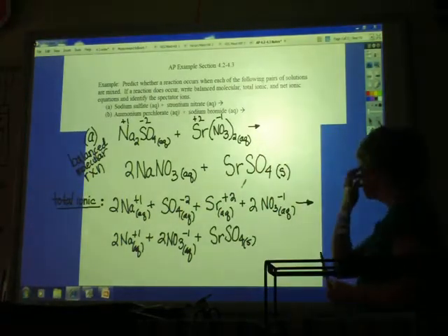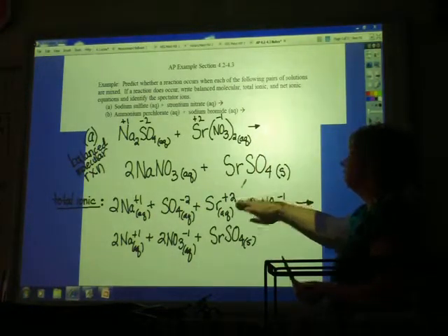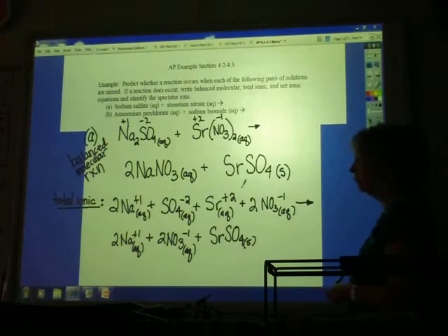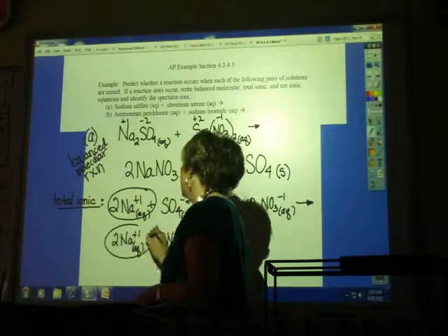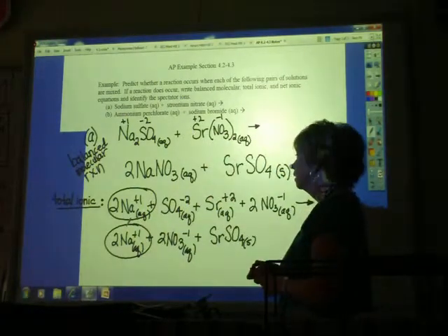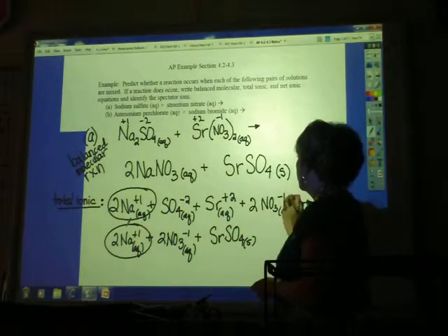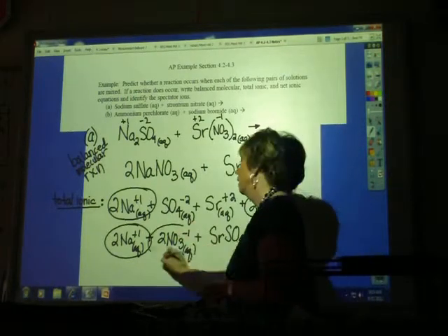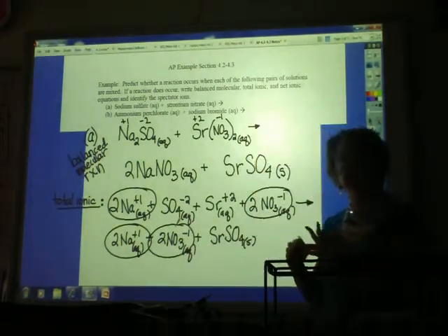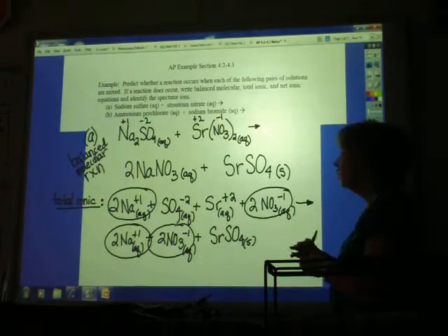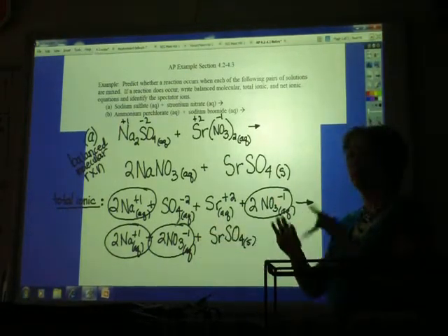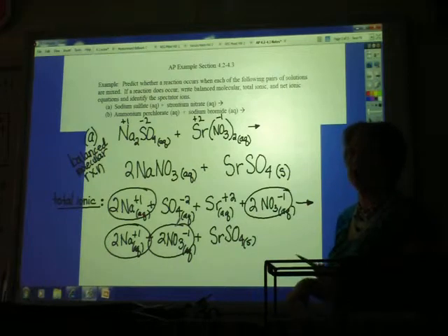So what is one of those ions that really doesn't do anything from here to here? It looks exactly the same. Sodium is one. And then what is the other one? Nitrate. Okay. So those sodium and nitrate, those are spectators because they don't look any different from here to here. They did not do a thing except hang around and watch what happened.